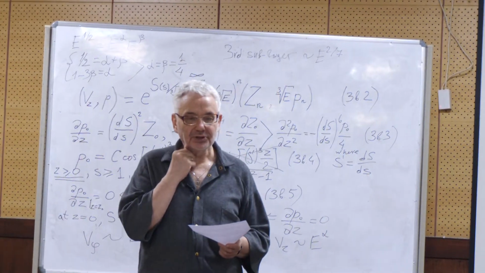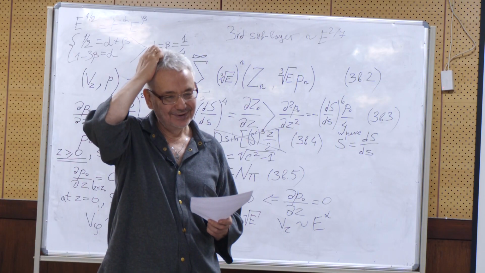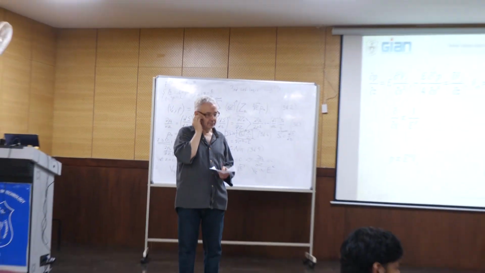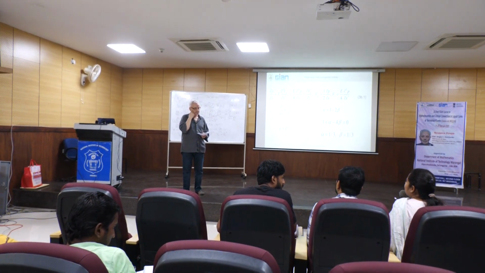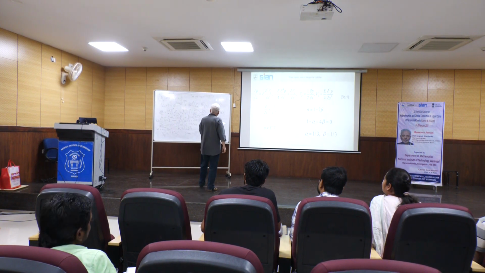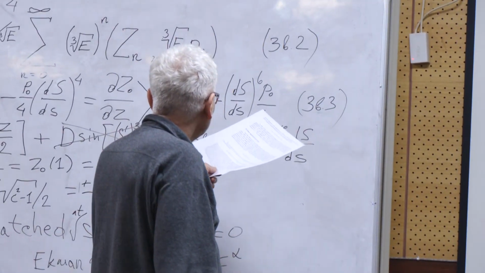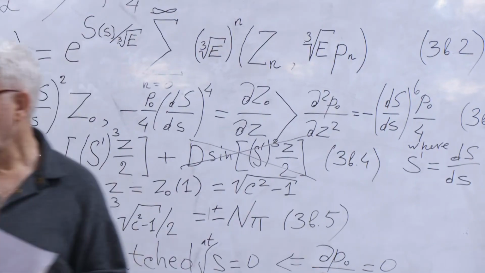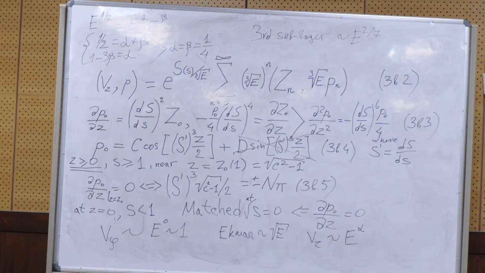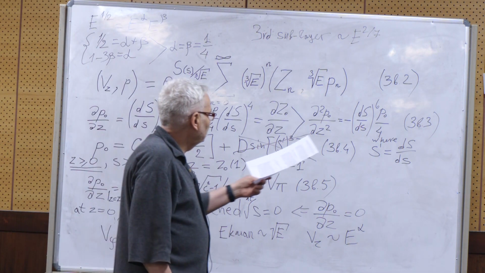Is there any more question? Sir, what about 3B.3? How did it come, the 3B.3, that dou P naught by dou Z equal to d by ds, the whole square? Okay, equation 3B.3.